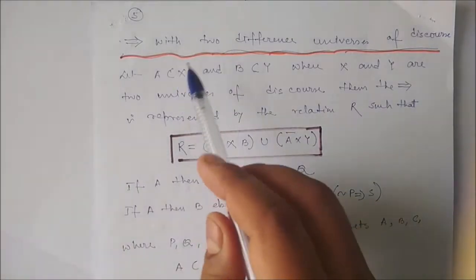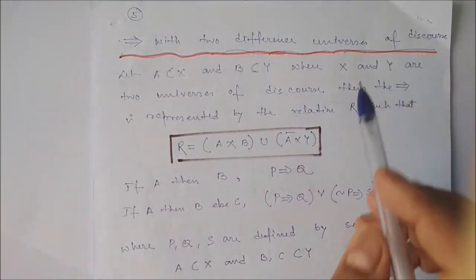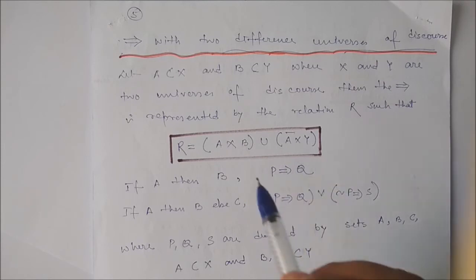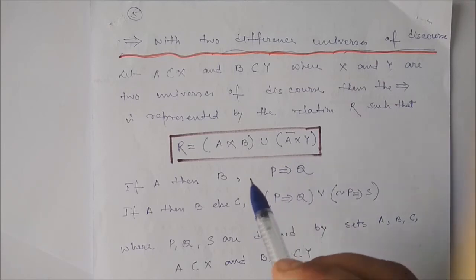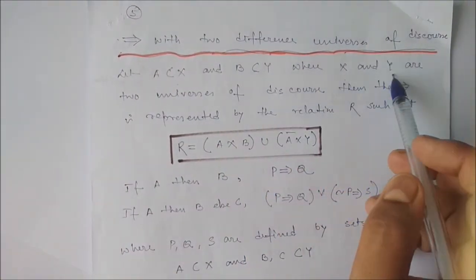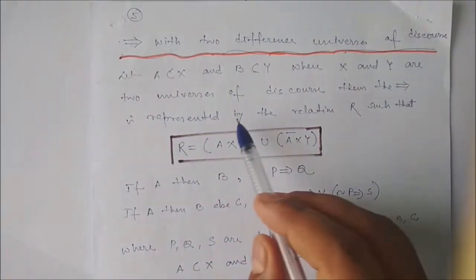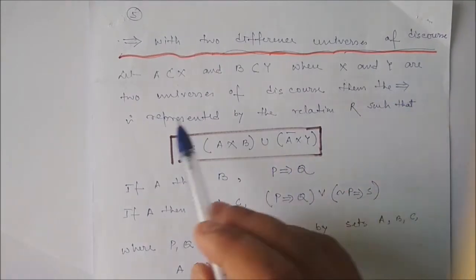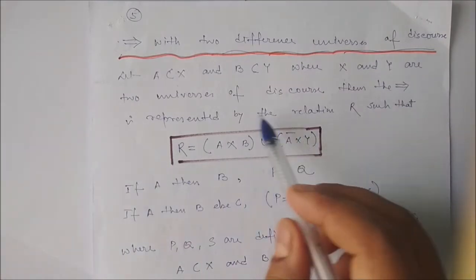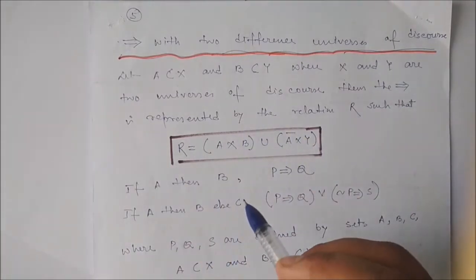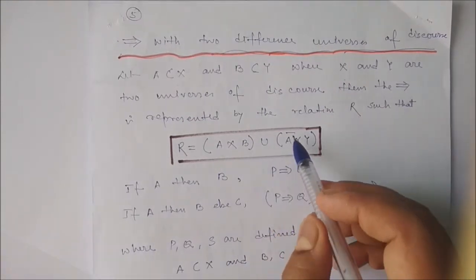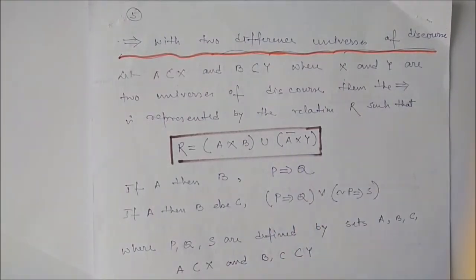Now implies with two different universes of discourse. In the previous case we saw only one universe of discourse, capital X, but here two universes of discourse are there, capital X and Y. So A is a subset of X and B is a subset of Y, where X and Y are the two universal sets. Then the implication is represented by the relation R, for which you apply this formula: R is equal to A cross B union A' cross Y.